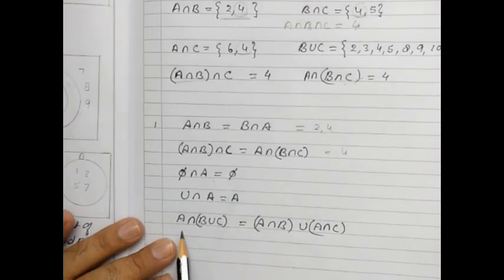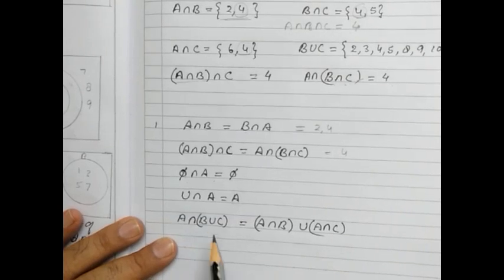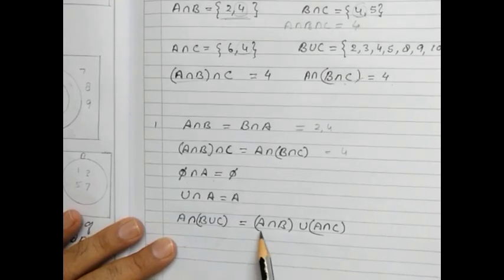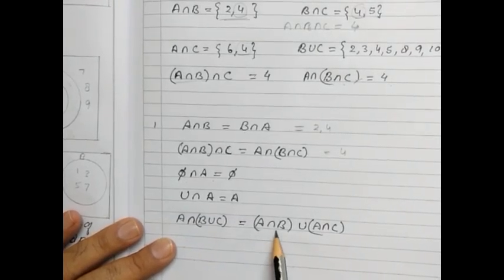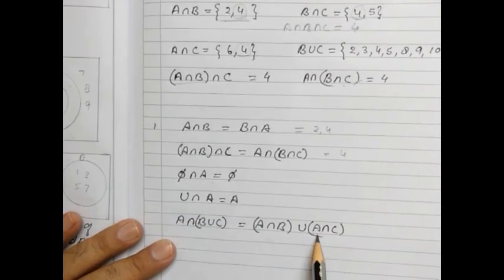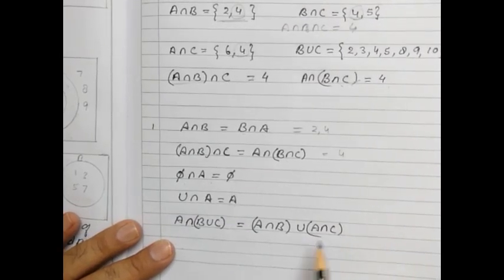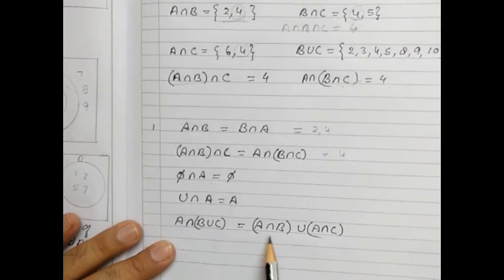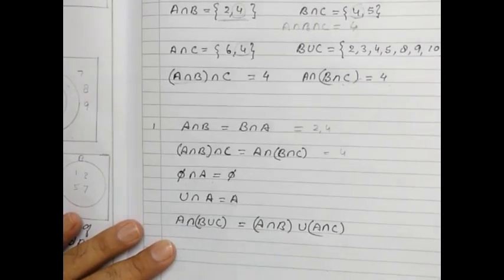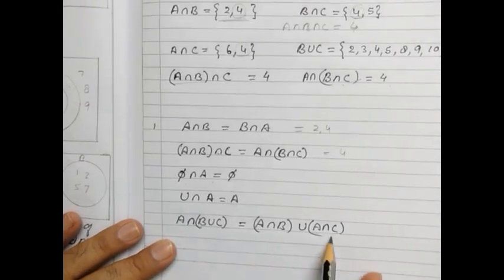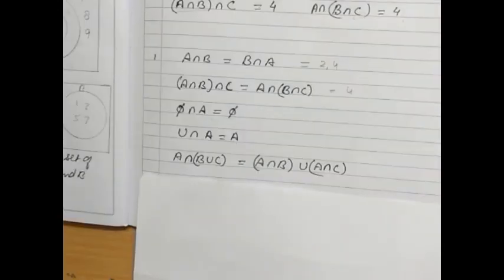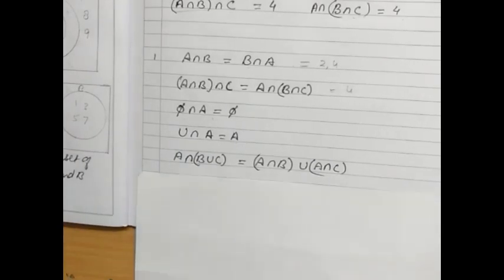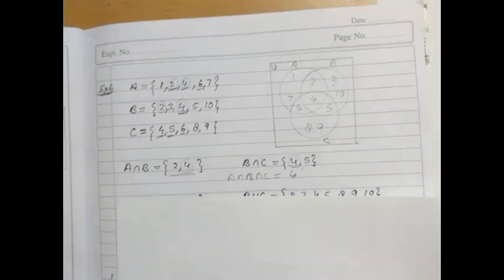Now the last property, that is A intersection of B union C is equal to A intersection B union of A intersection C. This property is known as the distributive property, such that intersection is distributive over union. Okay, this is there. Let's take up the example which we have used here. So we are using the same example.